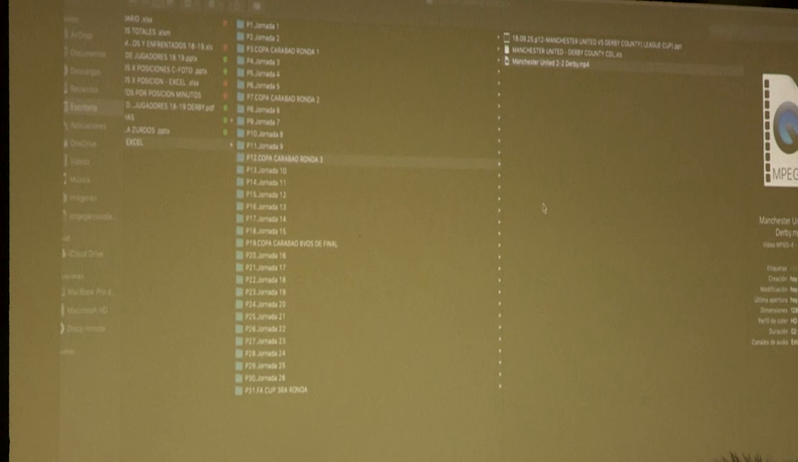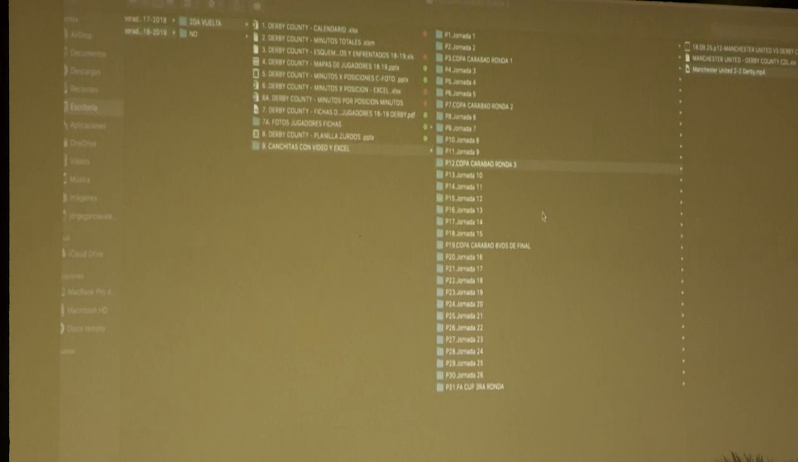So this is a procedure. This is a manner, a process. This is a way to get to know the opponent.